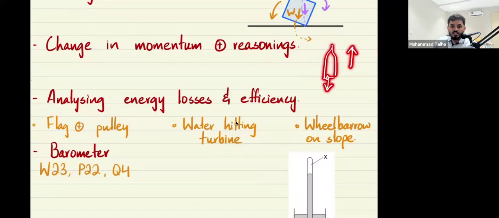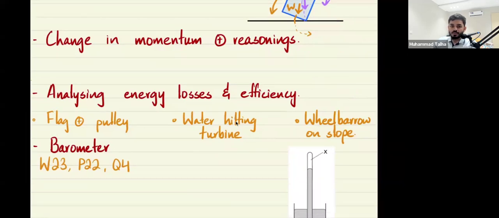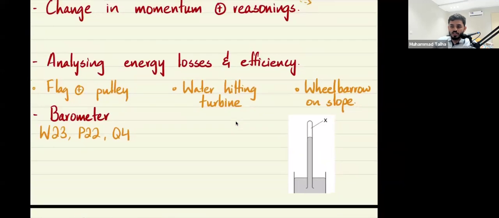So in terms of changes in momentum, you must be able to say that if this momentum is downwards, then by the conservation of momentum, the rocket must move upwards, right? So these simple reasonings, which we have talked about in a lot of detail in class, will be expected of you to write. Another one, which I think is definitely one of the more technical parts of this mechanics unit, is analyzing energy losses and efficiency.